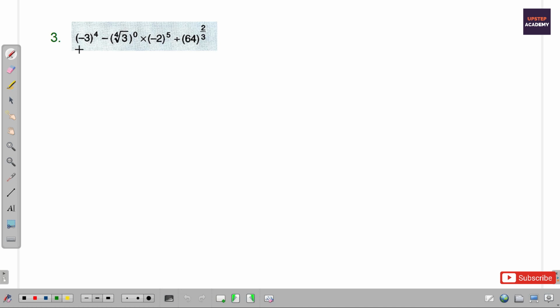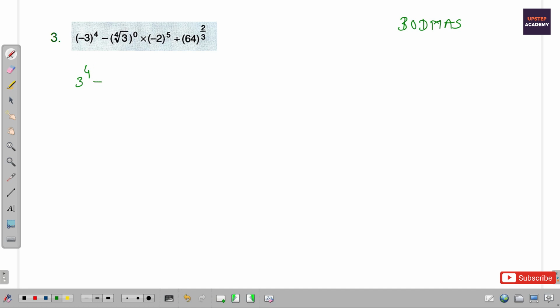Here is another sum. The given sum is (−3)^4 − [(4th root of 3)]^0 × (−2)^5 ÷ 64^(2/3). Again, here you need to keep in mind BODMAS rule, right? So (−3)^4 will be equal to 3^4 simply, because the power is an even number and an even power of any negative number will be positive only.